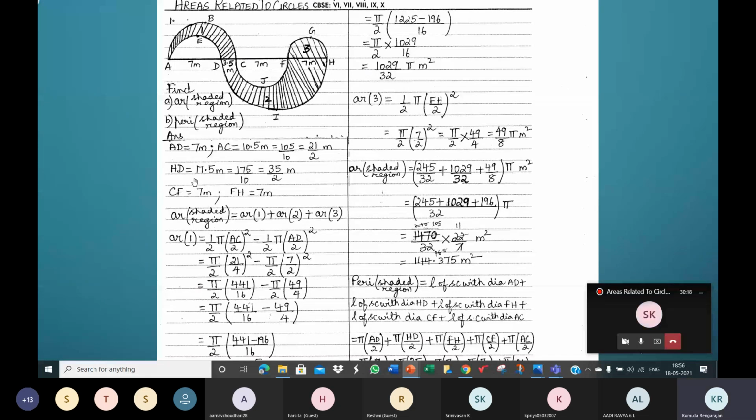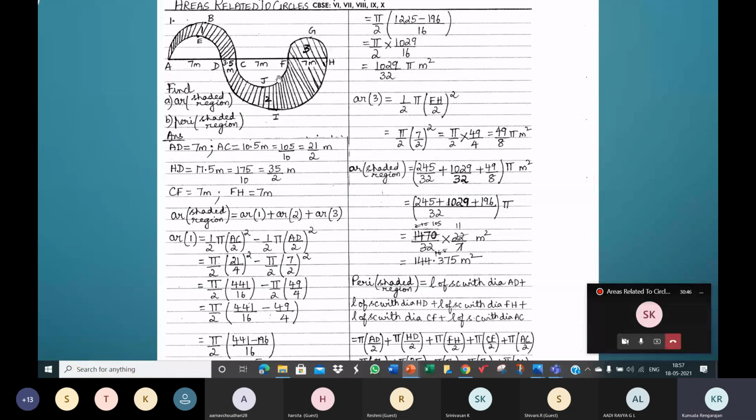All right. So HD, there is a semicircle whose diameter is HD, and HD is 7 plus 7 plus 3.5. 7 plus 7 is 14 plus 3.5, 17.5, or 175 by 10, which simplifies to 35 by 2.